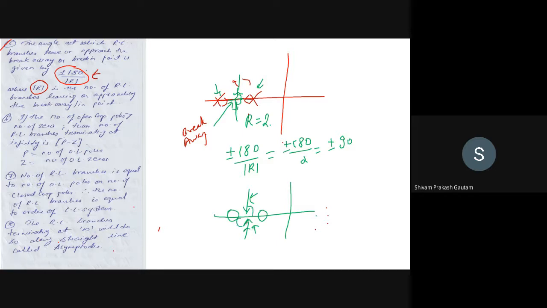It might happen that there are four branches which are approaching or leaving the breakaway or break in point. In that case, mod r will be equal to 4, right? So this is regarding step number 5. This will be clearer when we solve some of the examples. So let us just go through all the steps of performing the root locus, then we can solve the examples.